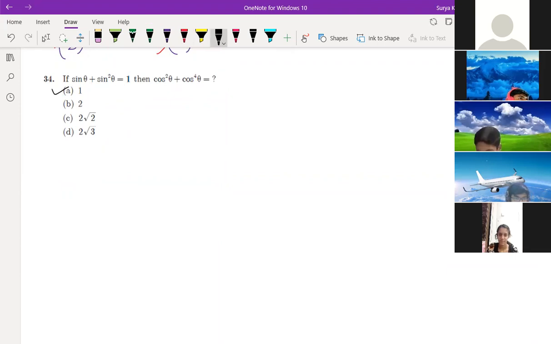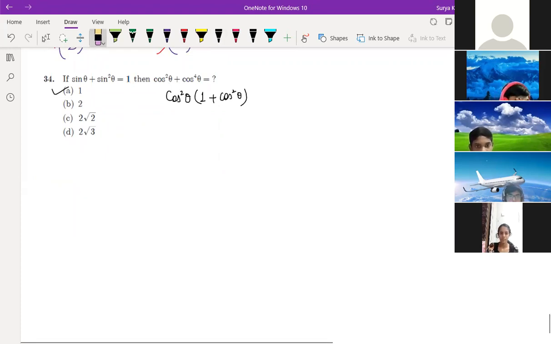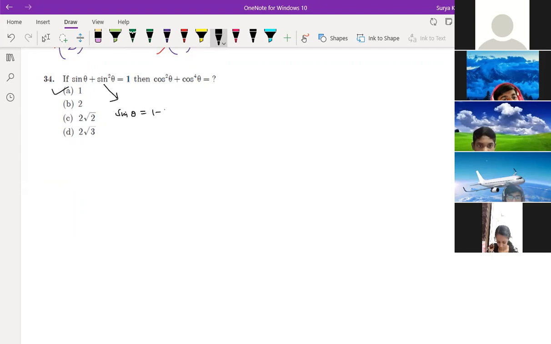Okay. Cos square theta plus cos 4 theta, we can take square common in this. We can take cos square theta common, right? Yes. So 1 plus cos square theta will come. One thing you do here, don't do this one first. First from here, what can you write? Sin theta is equal to 1 minus sin square theta, correct? So instead of sin theta, you can write cos square theta. So sin square theta equals cos square theta.